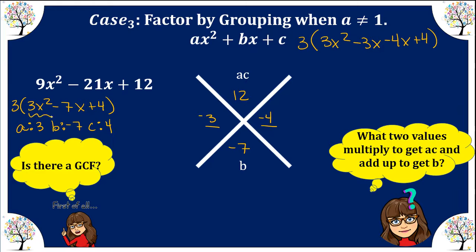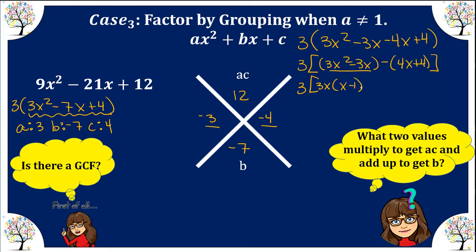So I was working from here. We're going to group the first two terms and the last two terms. Bring down your GCF. Factor out the GCF from this binomial, 3x. And from this binomial, we have minus, and it's going to be 4.